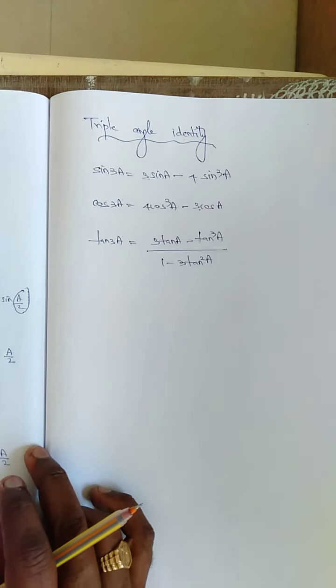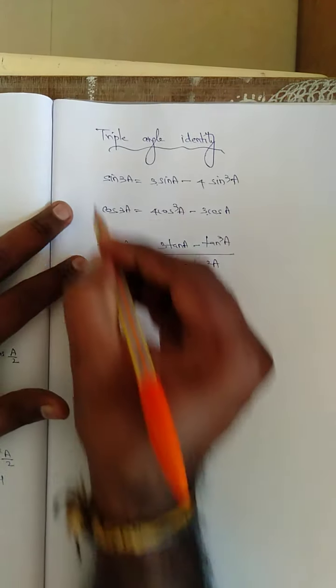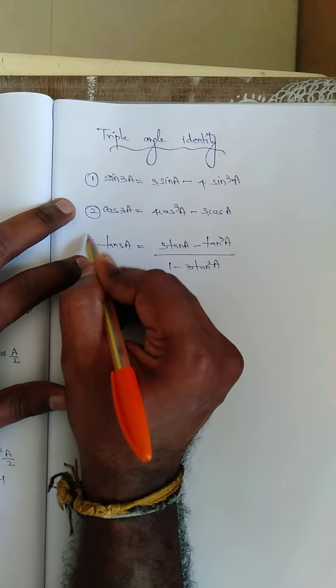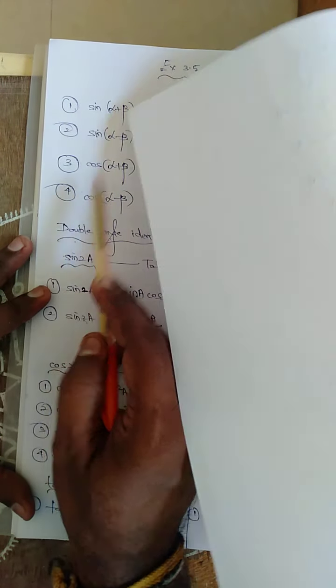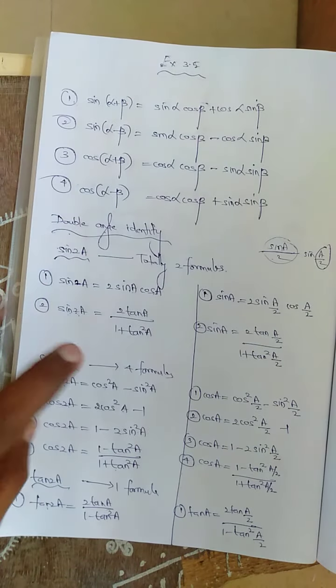So see how many formulas we have gone through. These are the triple angle identities. We have 3 formulas. These formulas are very, very important, sir. Are these 4 formulas enough? No, these 4 formulas are also useful in this exercise.